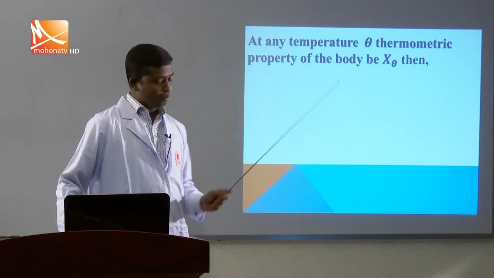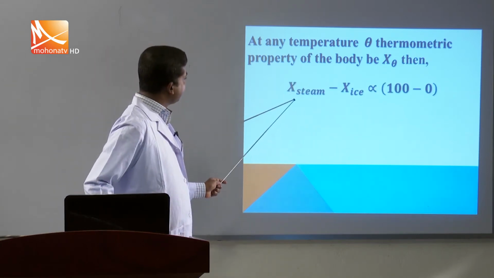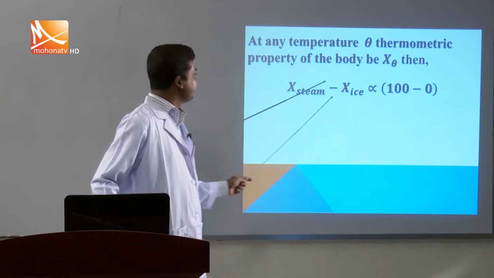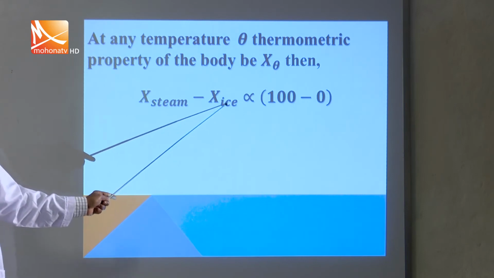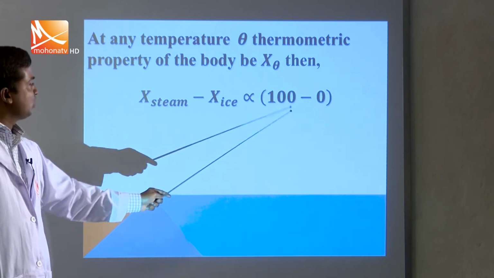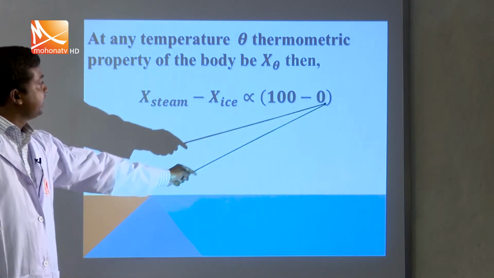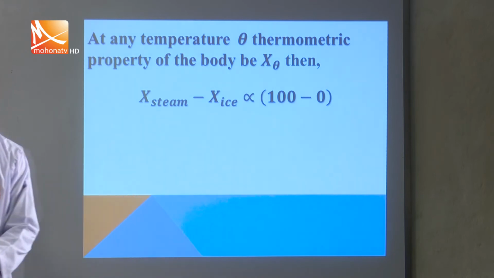Then by using the above three pieces of information, you can write it this way: x steam minus x ice is proportional to 100 minus theta. You know that x steam is the thermometric property at the steam point, minus the thermometric property at ice, proportional to 100 degrees, that is the steam point using the Celsius scale, and this is 0 degrees Celsius, and these two are proportional using a thermometric property.